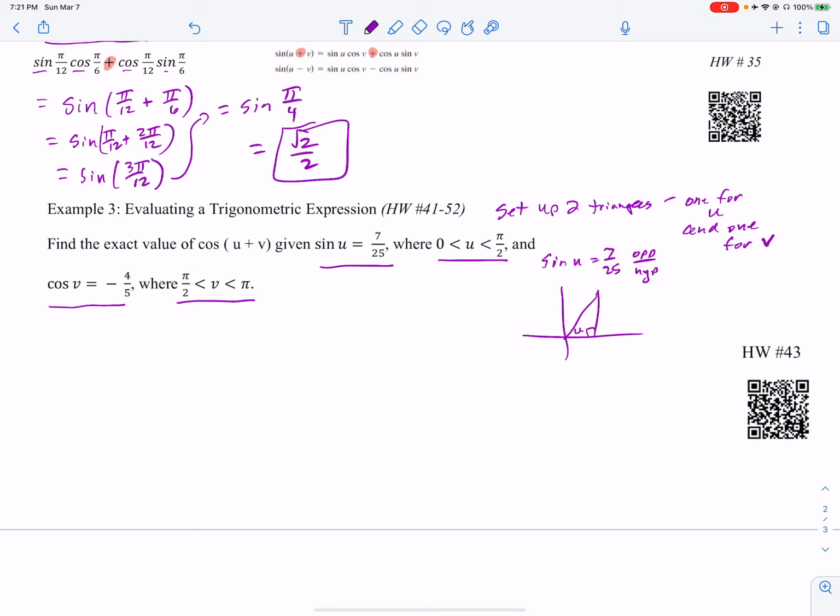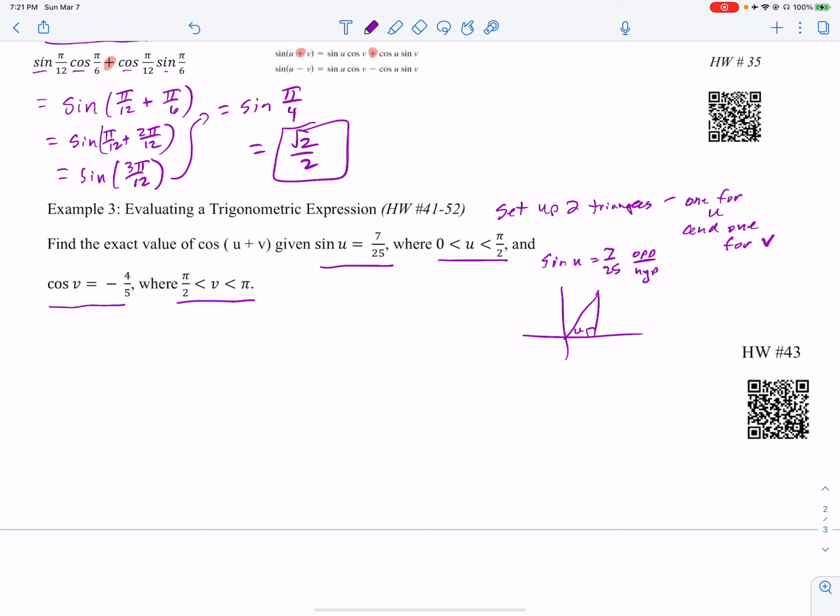And you use Pythagorean's theorem to find x. Or else you just know as you do that you're going to get x is 24 because it's one of those Pythagorean triples. Now you can find all 6 trig values of U. That's why we wanted to do that.